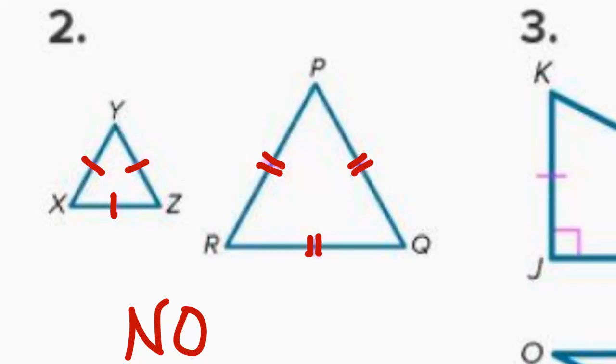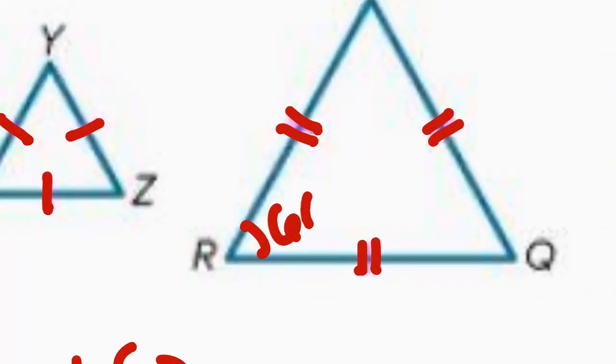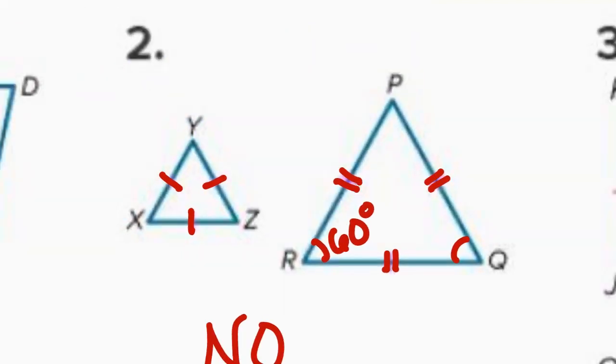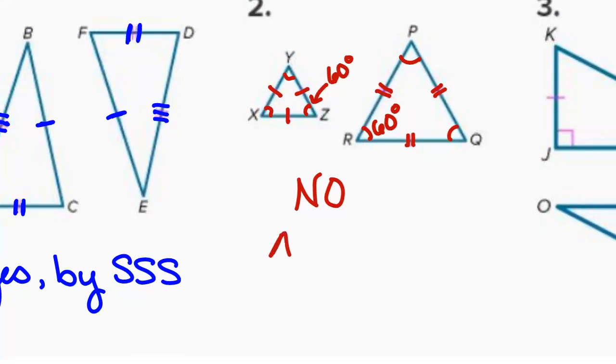Speaking of, though, if I have a triangle with three congruent sides, what does that mean about the three angles? They would all be the same. How many degrees does a triangle always add up to? 180. So if it's 180 degrees for a whole triangle and all three angles have to be the same, how big is each angle? 60 degrees. So angle R is 60 degrees. So is Q. So is P. Because we have the same situation for X, Y, Z, X, Y, and Z are also all 60 degrees. So it's not that they have nothing in common, but angle, angle, angle does not prove congruence.